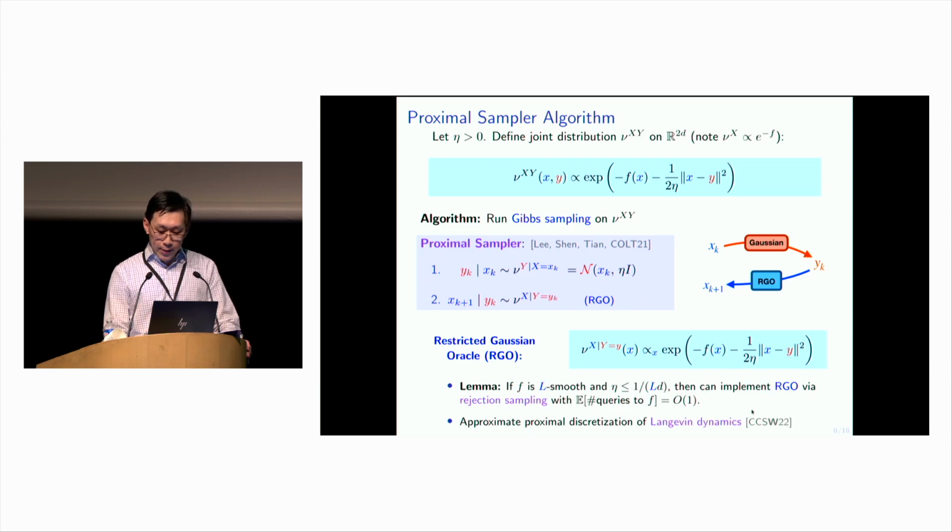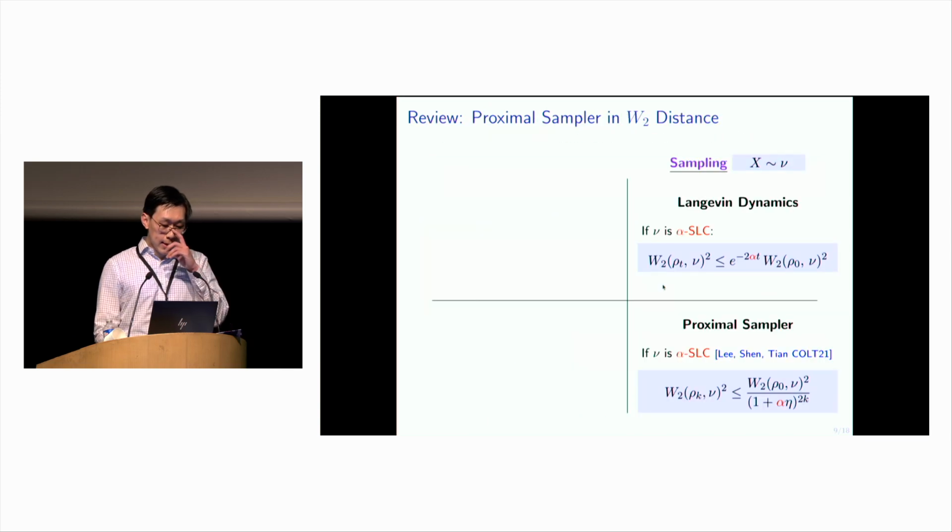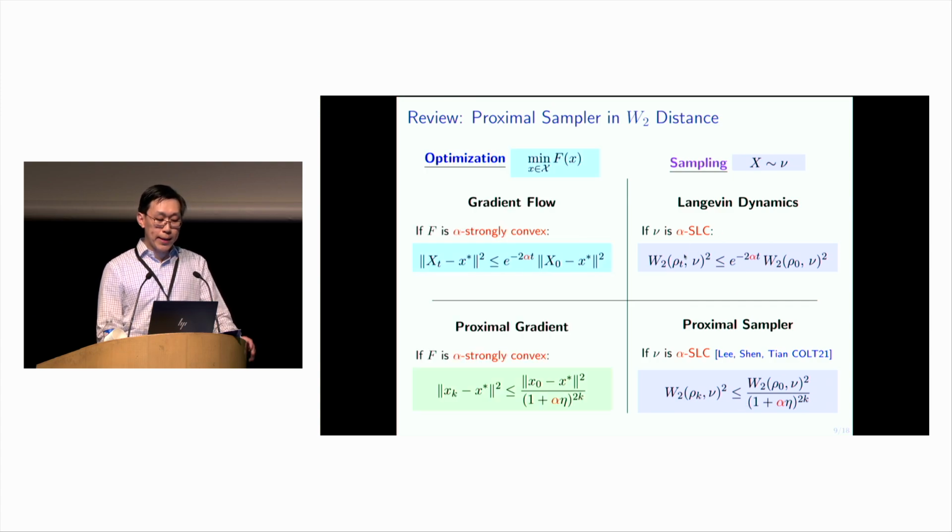What we showed in the previous work also is that this algorithm can be seen as an approximate proximal discretization of the Langevin dynamics. In the original paper by Li Xuan and Tian, what they showed was that under strong log-concavity, the proximal sampler has this exponential convergence guarantee in W2 distance. And this matches the continuous time result from Langevin dynamics that we saw. The optimization meaning of this one is that for gradient flow, under strong convexity, we have exponential convergence guarantee in the distance. And in discrete time, we also have exponential convergence guarantee along the proximal gradient method.